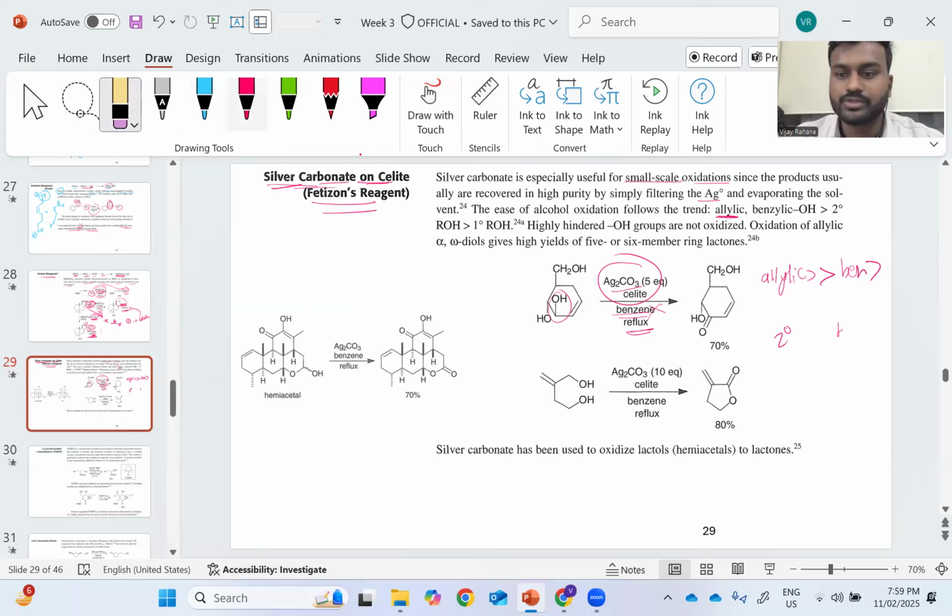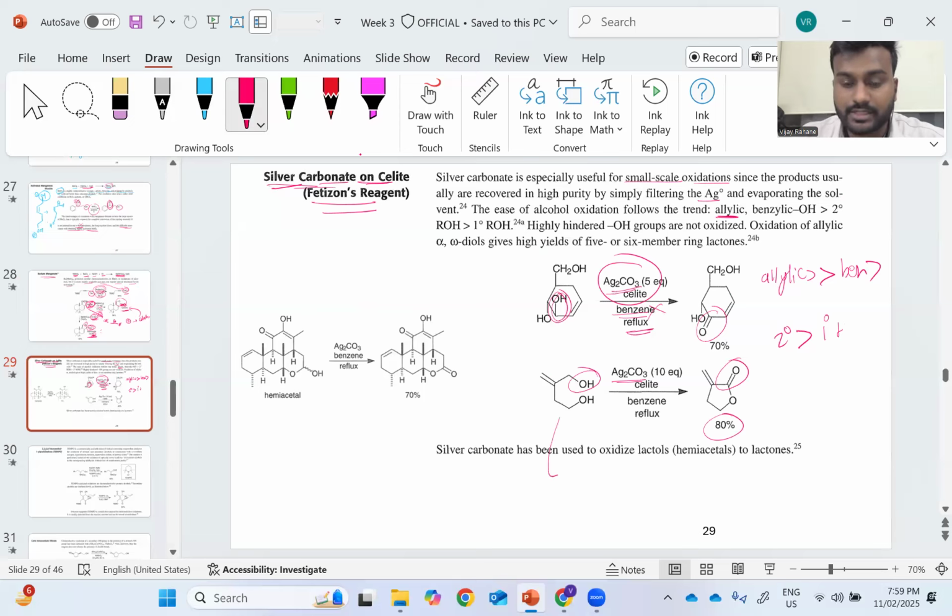So this is how the reactivity goes. So if you use only one equivalent, primary, then the selectivity here in this case, this is allylic, which has the high reactivity toward this Ag2CO3 reagent, that is the silver carbonate or the Fetizon's reagent. So that's why only here oxidation takes place. If you look at the second one, in this case also the same, this allylic gets readily oxidized, and that's why we get about 80% selectivity.